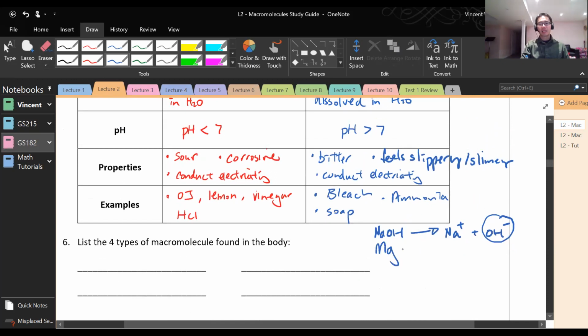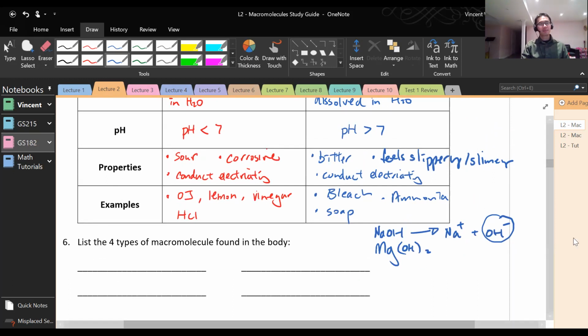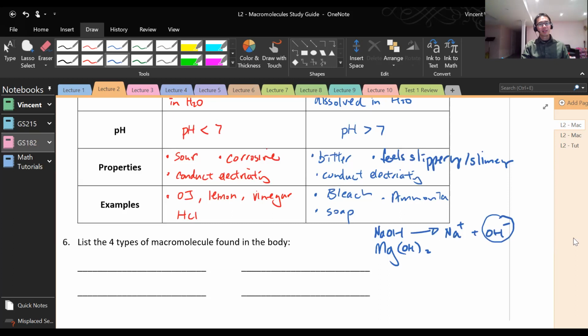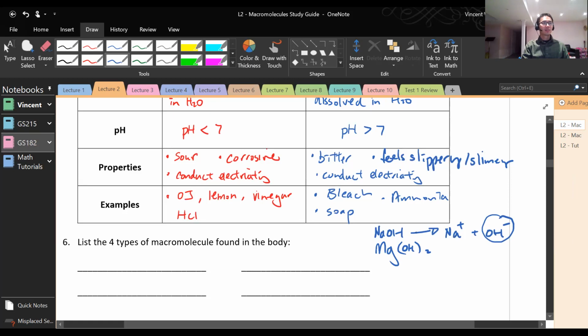Someone said magnesium hydroxide. That's a base, right? Anybody heard of the milk of magnesia or something like that? No? When I think of base, I think of a lab that I did, the titration lab where you drop from the burette, and when it turns pink. That one. One of the worst labs ever.